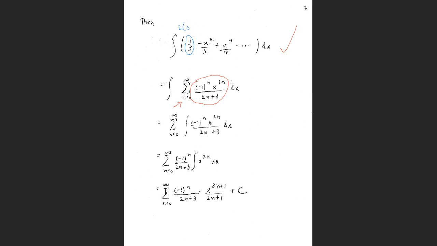So if I had 2 times 0 plus 3, negative 1 to the 0th power, and then x to the 2 times 0 power, that's going to get me 1/3, absolutely. And then the next term, negative x squared over 5: if I had negative 1 to the 1st power, x to the 2 times 1 power, and divide that by 2 times 1 plus 3, that'll give me negative x squared over 5.